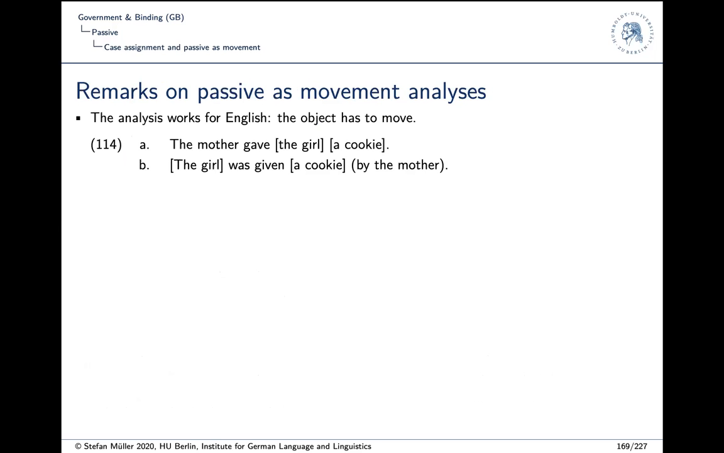Okay, so that's basically the analysis of the passive. There are some remarks on that analysis. It works very nicely for English. If you look at 114, the mother gave the girl a cookie, and the passive version, the girl was given a cookie. You have to put that girl into the initial position. It's the subject, and the subject has to be placed to the left of the verb. English is SVO, so that's what you get.